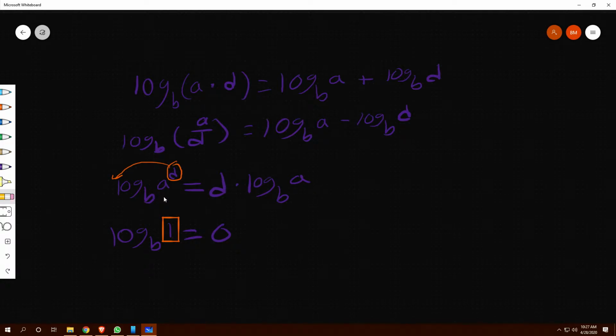If the argument of our log, where the a is, ever has an exponent, in this case d, we can take the exponent, put it in front, and multiply it. So the log stayed the same, log base b of a. I just took the exponent from the argument and put it out in front.